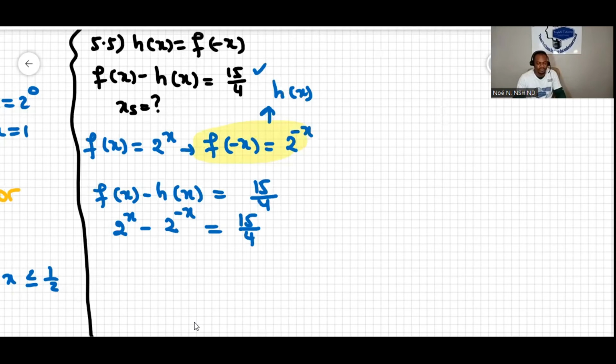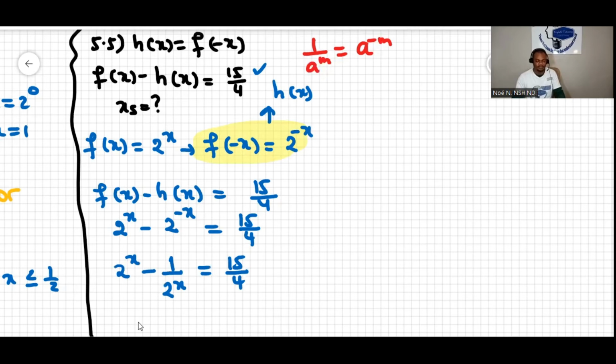This can be written as 2 to the x. There is no property for working this out just like this, because although they have the same base, this is a negative sign and the exponents are not the same. So we can write 2 to the x minus 1/2 to the x. I apply this property that says 1 over a to the m equals a to the negative m. So this will be equal to 15/4.